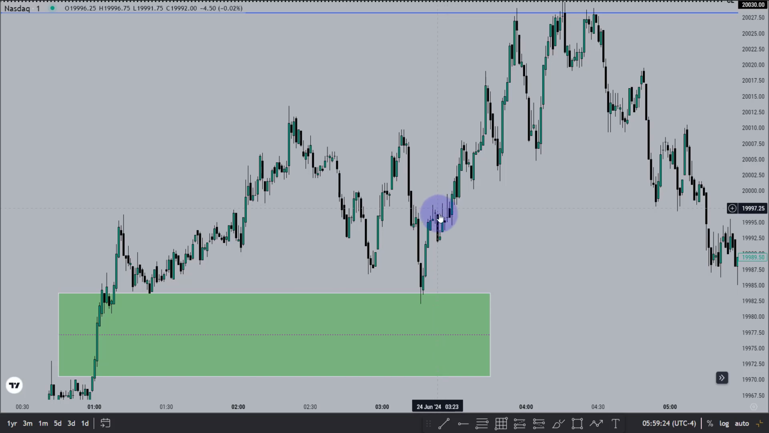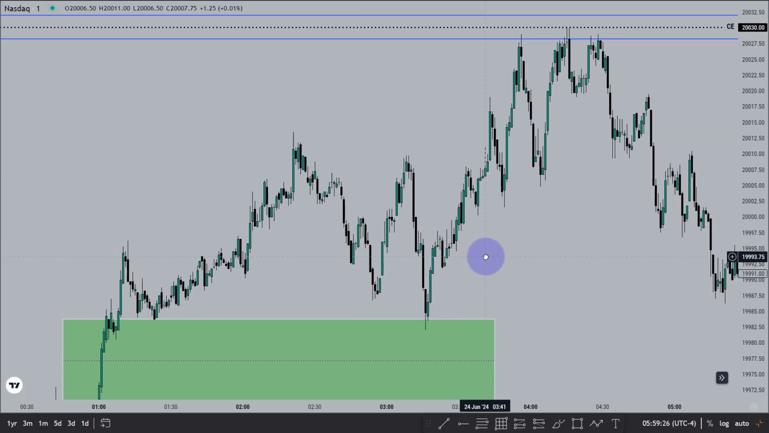Even if this is the market structure shift, there is no fair value gap. Let's think that there was a market structure shift and a fair value gap. Just think there was a perfect market structure shift and a perfect fair value gap. Why should you take that buy? My question is, why are you going to take that buy?